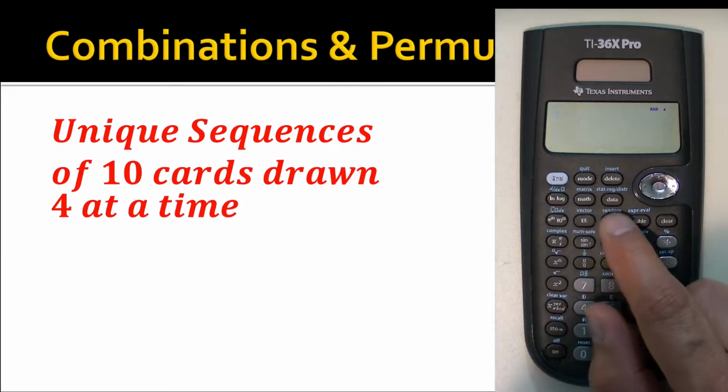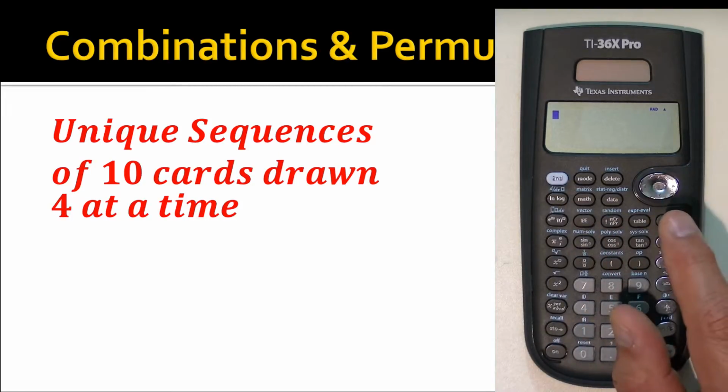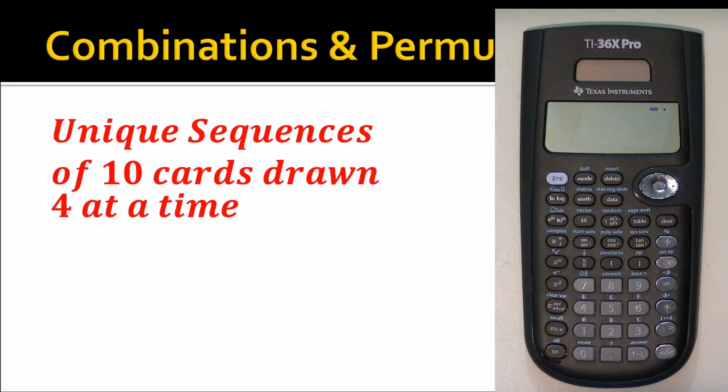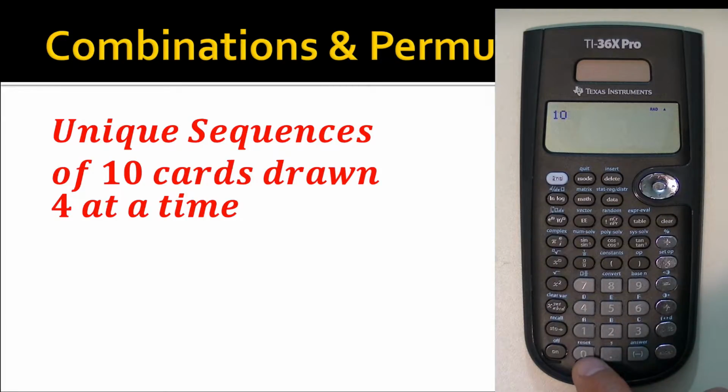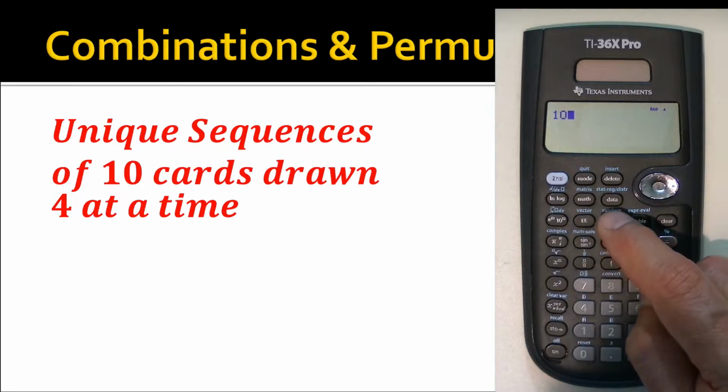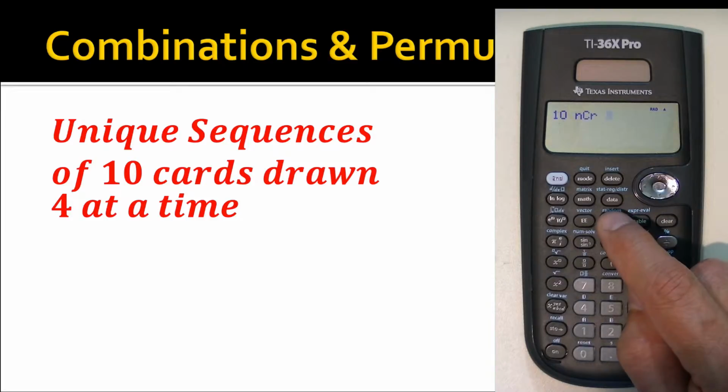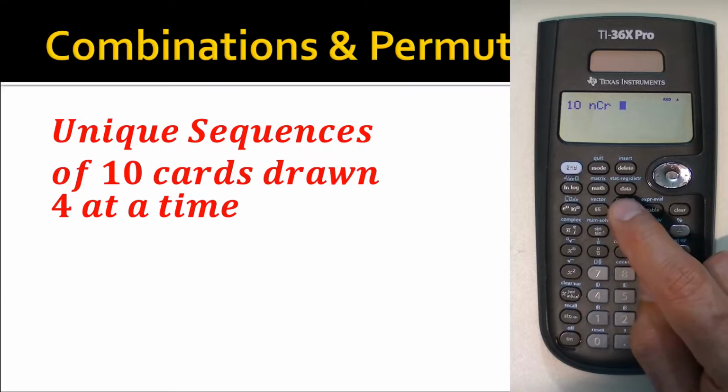Then you hit the key, and then you hit how many you're drawing out. So in this case, the example is 10 cards drawn 4 at a time. I first type 10. Then I hit this key, and I'm going to hit it more than once. The first time it does factorial. The second time it does NCR, combinations, but I want NPR, permutations.